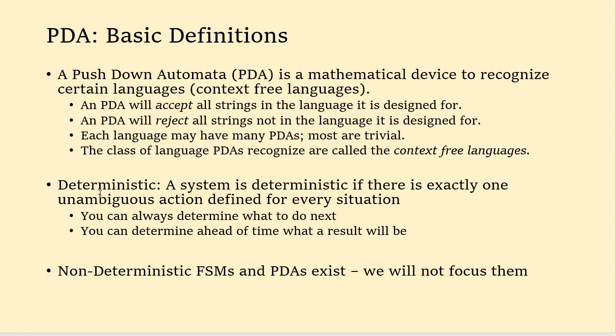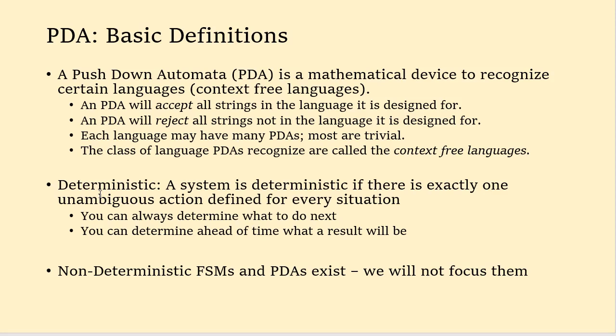Okay, basic definitions. Again, this is a mathematical device to recognize certain languages. We accept all the strings in the language. We reject all the strings not in the language. Each language may have many PDAs. Most of them are trivial, and we call these the context-free languages.